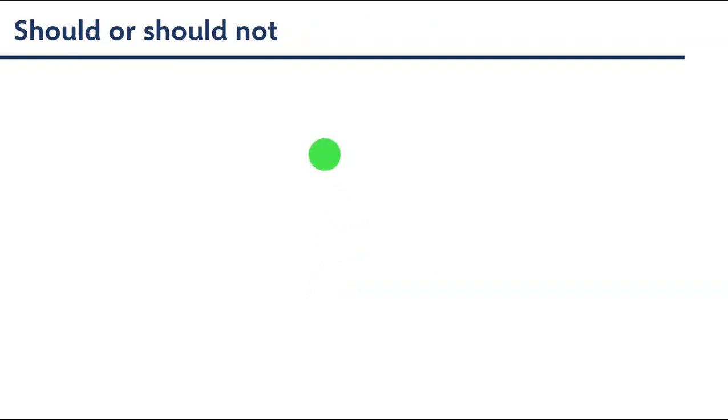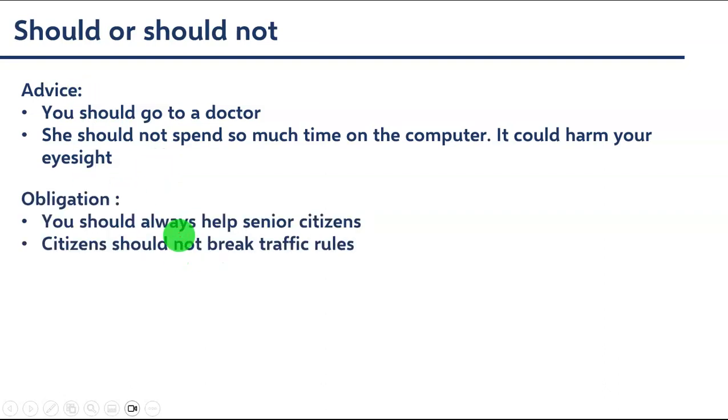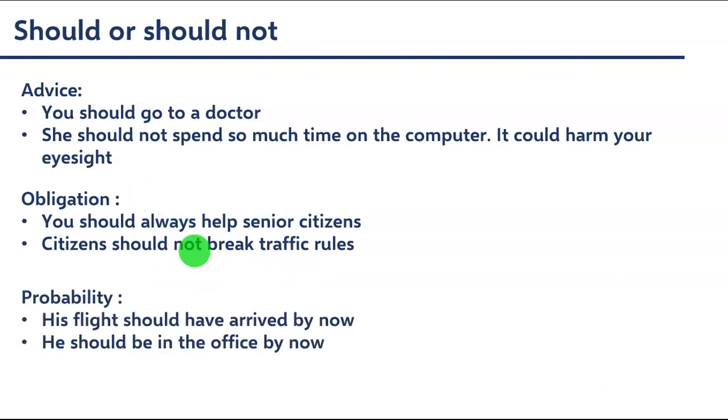The most common situation where should is used is advice. You should go to a doctor, right? She should not spend so much time on the computer. It could harm your eyesight, right? So this is another sentence where you can use should. You can use it for advice. Number 2, it can be used for obligation. You should always help senior citizens. Citizens should not break traffic rules, so it can be used for obligation.